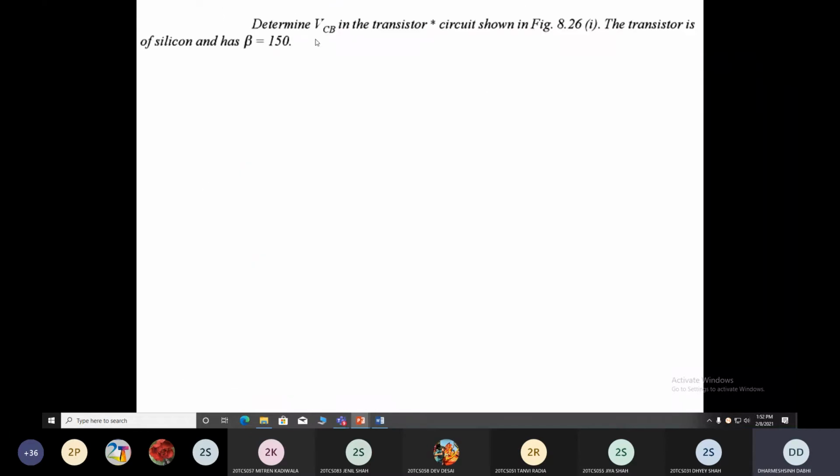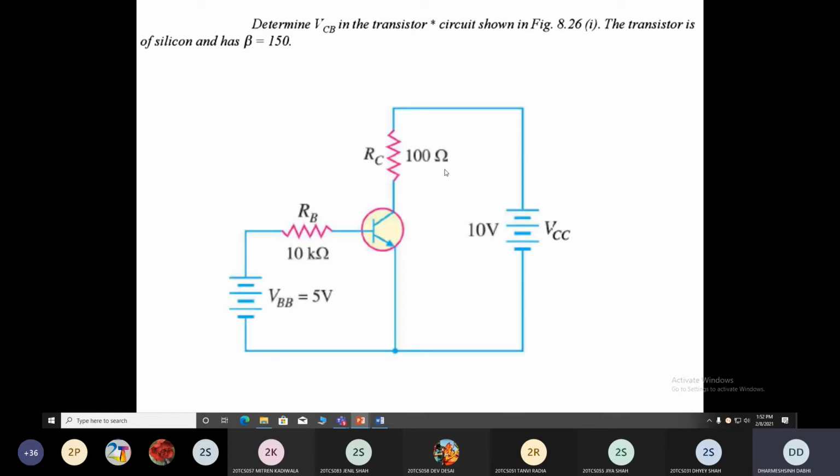Determine VCB, the collector to base voltage, in the transistor circuit as shown in this figure. The transistor is of silicon and has the beta value 150. Calculate the collector to base voltage. This is the collector terminal and this is the base terminal.